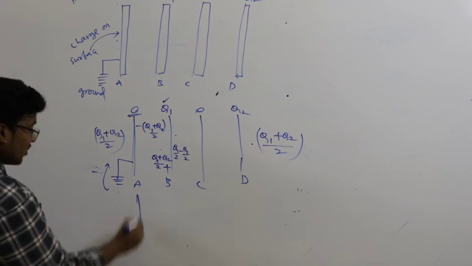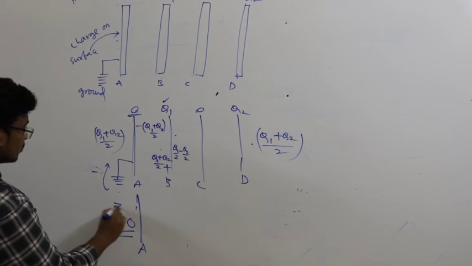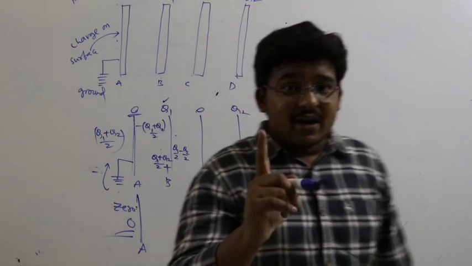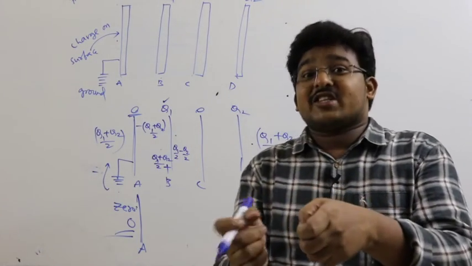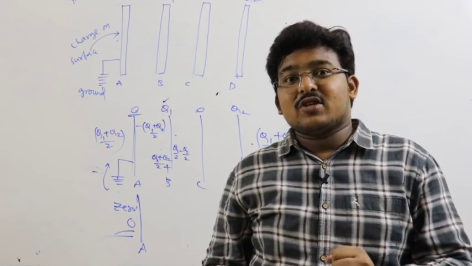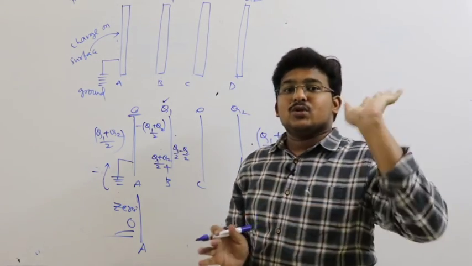So finally, what is the charge present on the surface? 0. It is the simple fundamental thing that earth will always try to neutralize that surface. Meaning some charge is already present on this surface, so what will the earth do? It will take the charge, so that it becomes neutral.